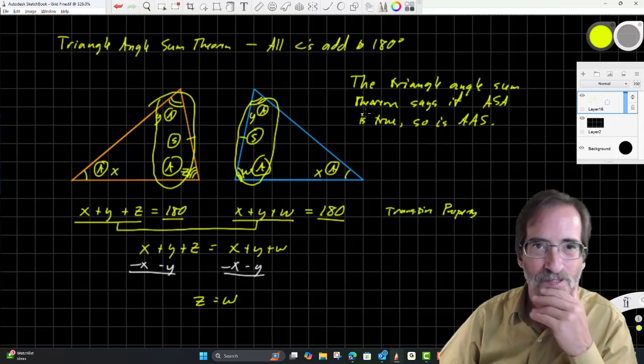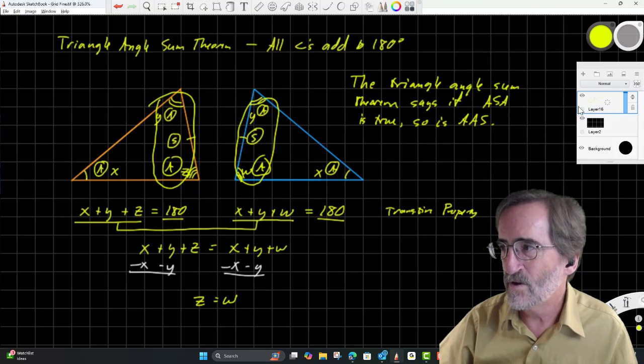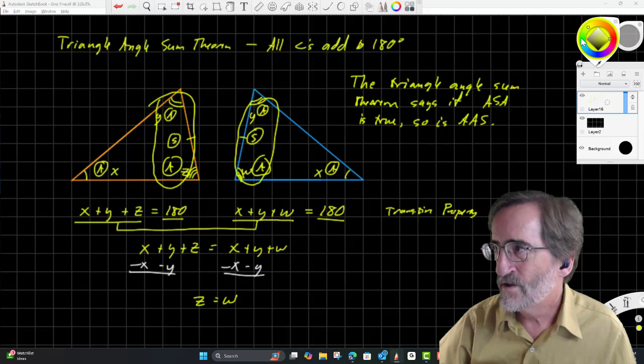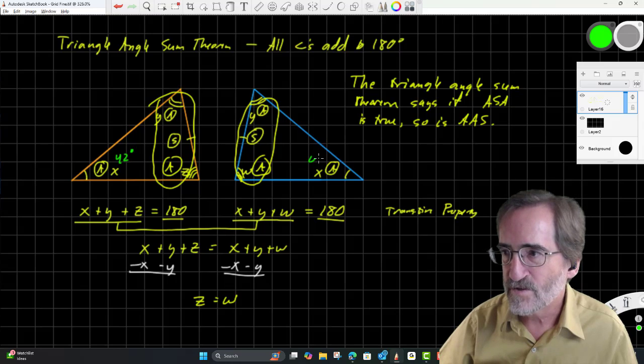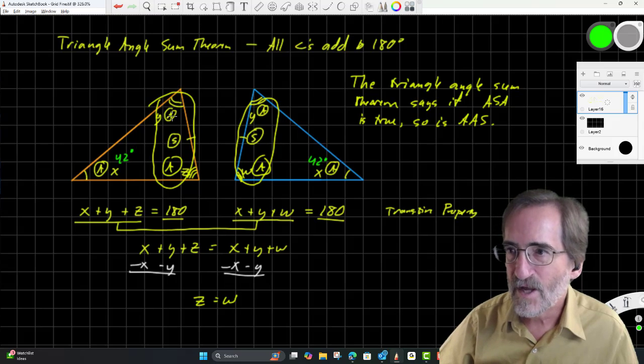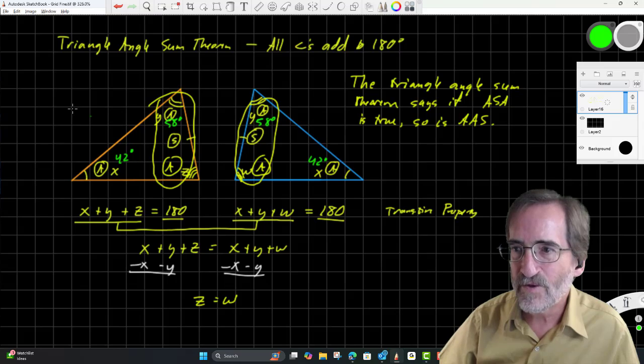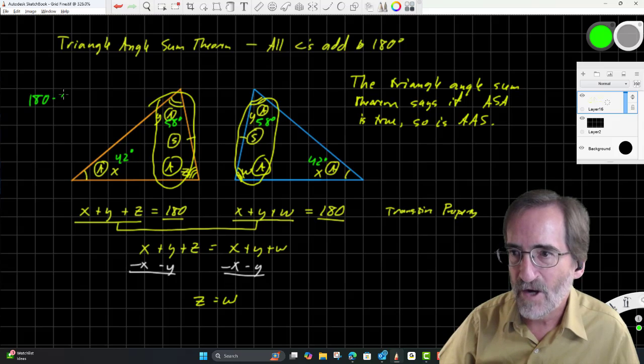And let me apply this a little bit more literally so you can make a little better sense of it. Let's say I knew that this angle was 42 degrees. This angle is 42 degrees. And this angle is 58 degrees. And this angle is 58 degrees. And if I use the triangle angle sum theorem, 180 minus 42 minus 58, which is 180 minus 100, then angle Z must be 80 degrees.